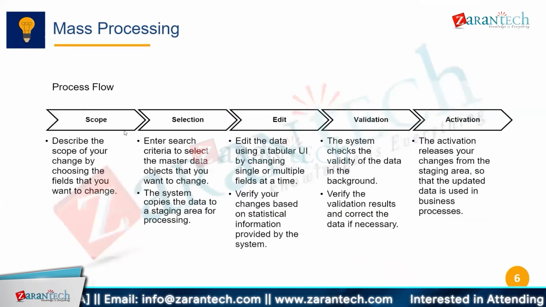Process flow would be like this. What will be there in the scope? Describe the scope of your changes by choosing the fields that you want to change. So here you can change any fields. You can modify in the scope of the fields. Whatever the scope of the fields you have added in MDC IMG, that will be available in scope.